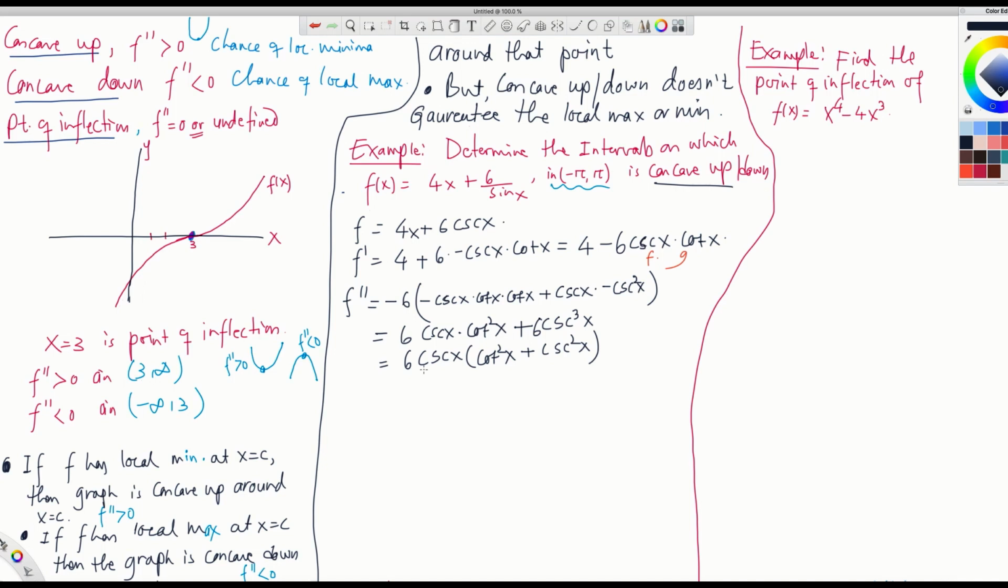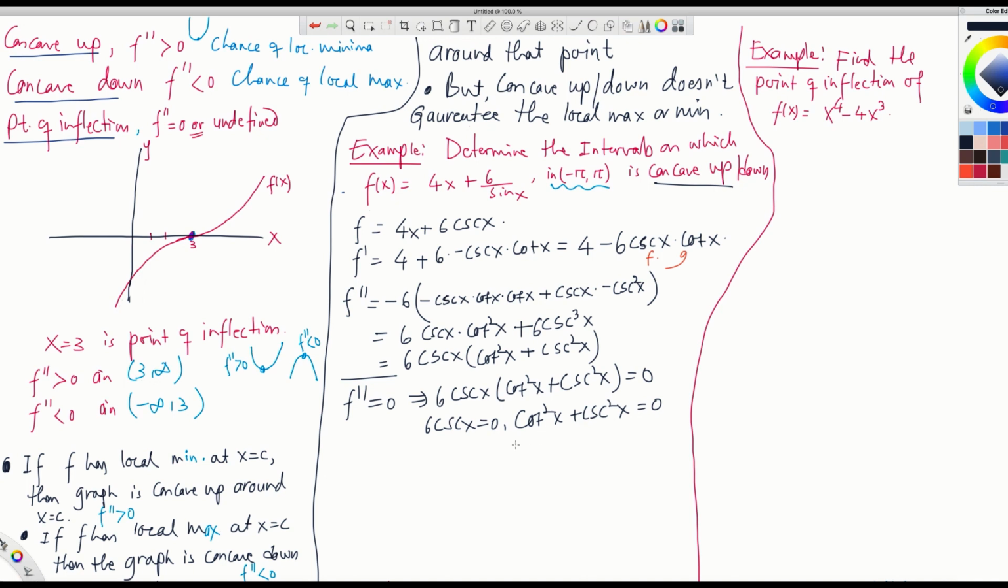So it may or may not be. But are there any other values that make it 0? So cotangent square x plus cosecant square x. What we do is let's do f double prime equals 0, which implies 6 cosecant x times cotangent square x plus cosecant square x equals 0, right? Either 6 cosecant x equals 0 or cotangent square x plus cosecant square x equals 0.